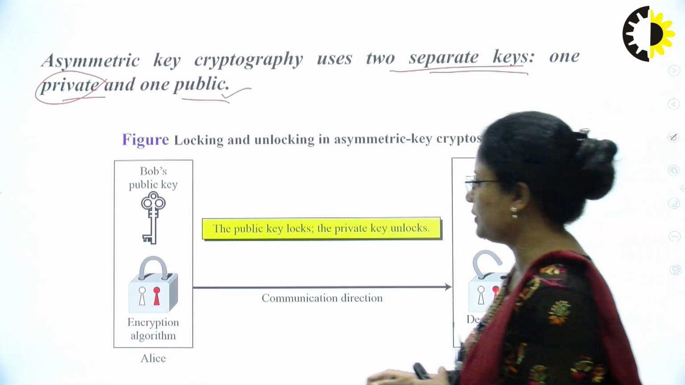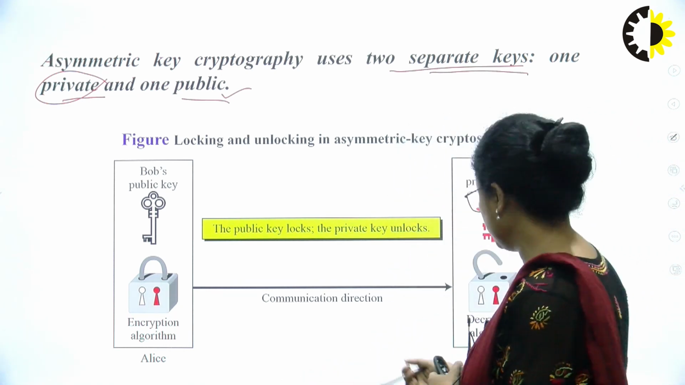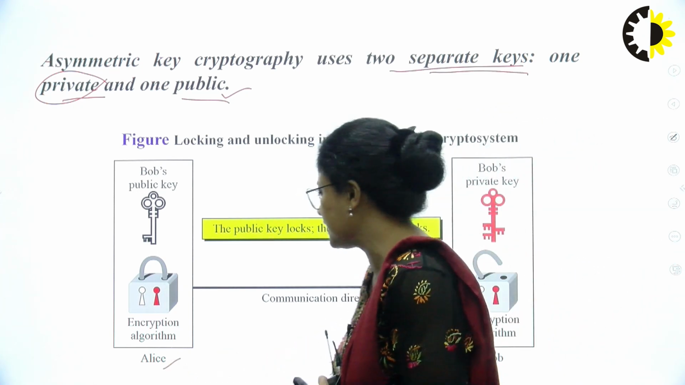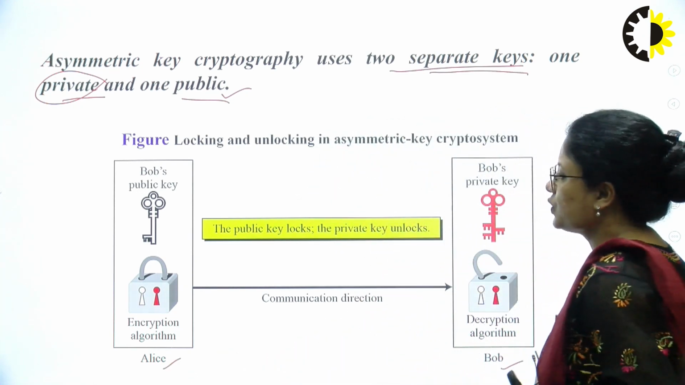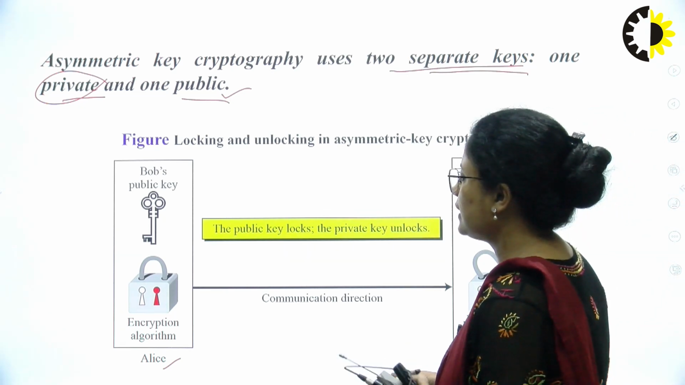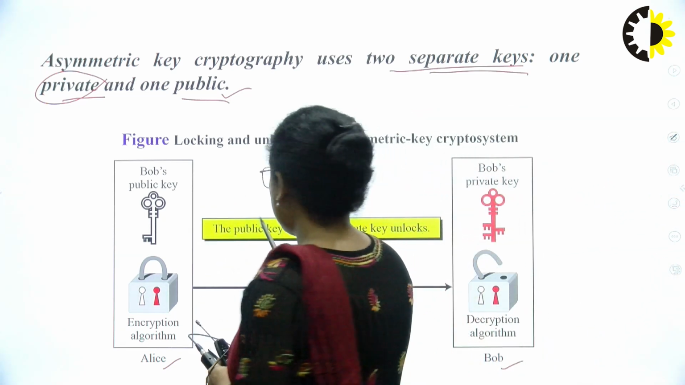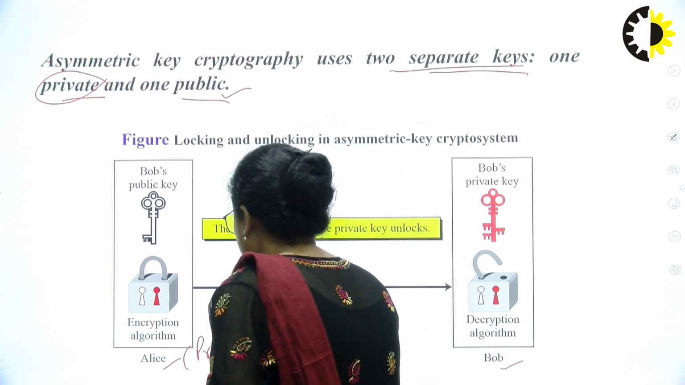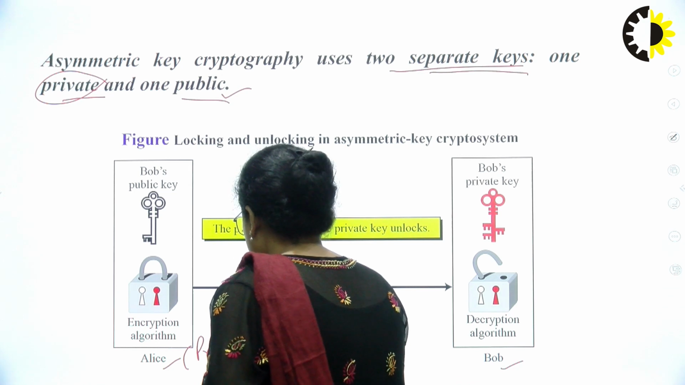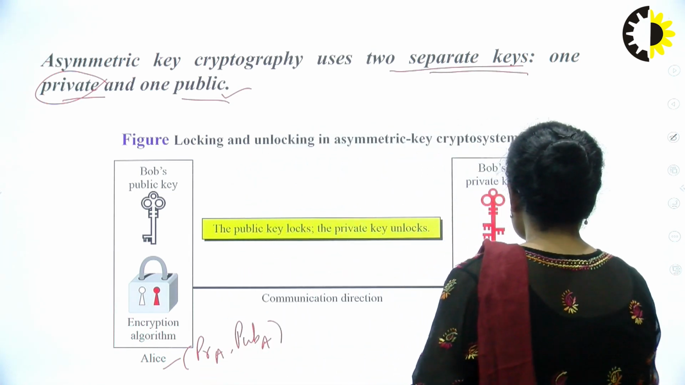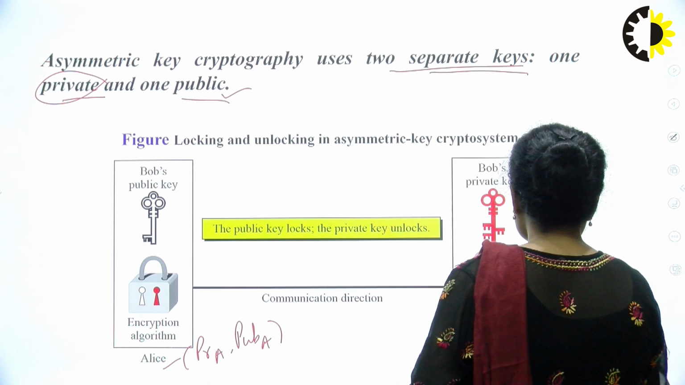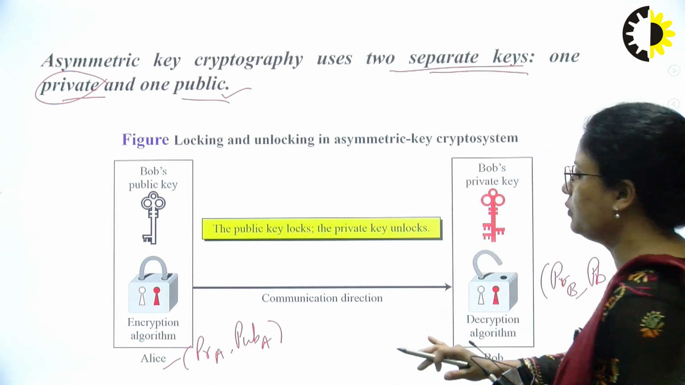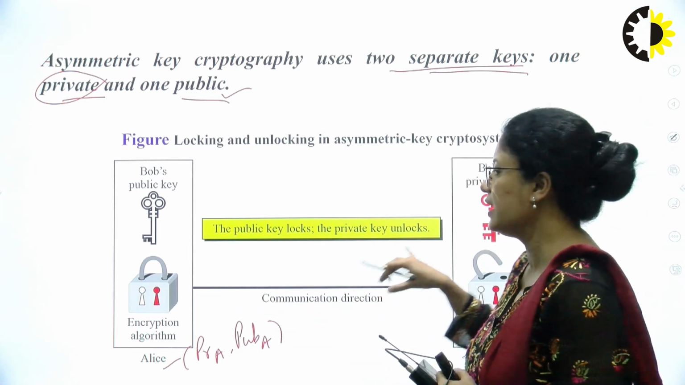If we look at this example, let us say we have got two people who want to communicate securely over the network. Let us name them Alice and Bob. So in this case, Alice will have her own private key as well as her own public key. Similarly, Bob will also have his own private key, let us name it PRB, and his own public key. So Alice and Bob will have their own set of private key and public key.